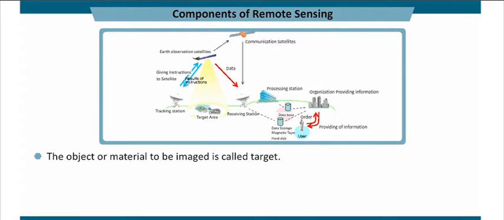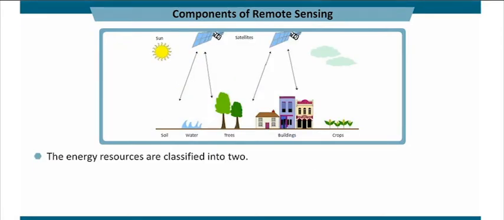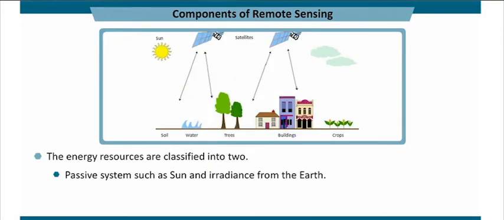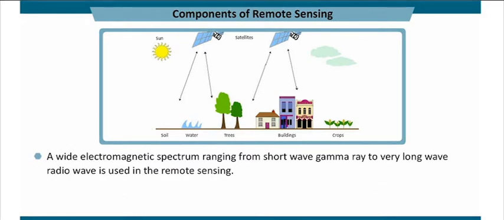The object or material to be imaged is called the target. The components work together to measure and record information about the target without having physical touch with the object. The energy source provides electromagnetic energy to the target. The energy sources are classified into 2. Passive systems, such as the sun and irradiance from the Earth. Active systems, which are artificially generated energy sources like radar. A wide electromagnetic spectrum, ranging from short wave gamma ray to very long wave radio wave, is used in remote sensing.